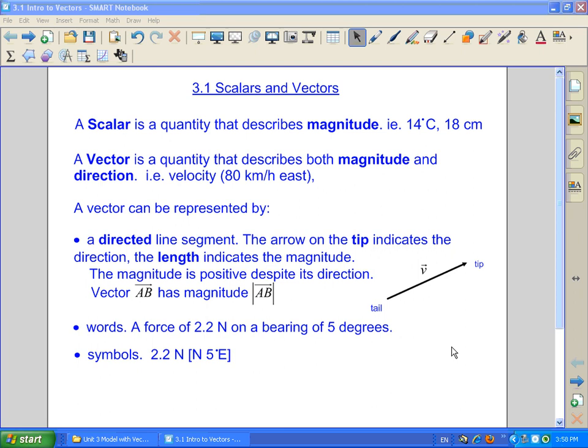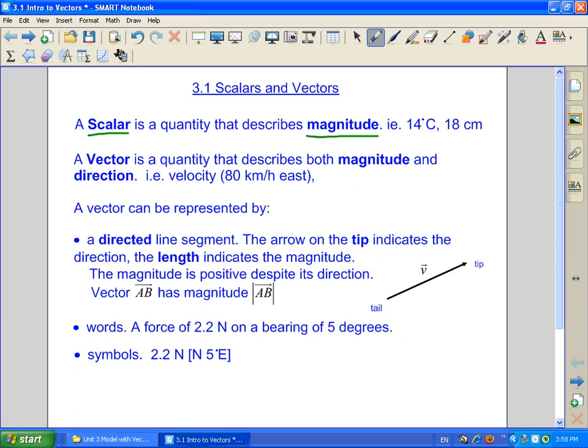So what we need to do is introduce in 3.1 the difference between what's called a scalar quantity and a vector quantity. All right, so here's a couple definitions. A scalar is a quantity that describes a magnitude. So, for example, 14 degrees Celsius or 18 centimeters. Notice that there's a unit of length or a unit of measurements here. Okay, that describes a magnitude, or a quantity of something.